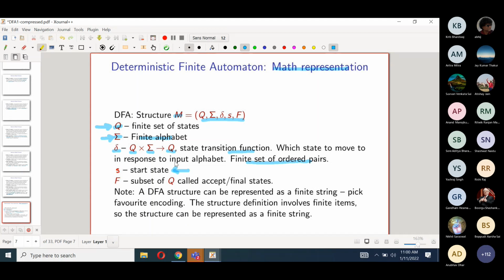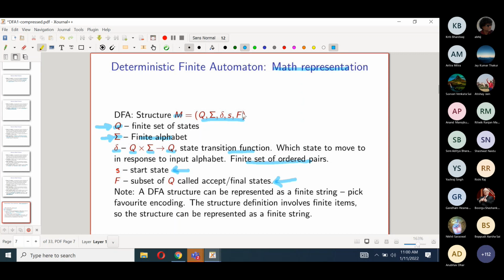So no matter what the input is, the start state is a particular state. We are calling it S. And then you also have some special states which are called final states. Since it is a subset of the entire set of states Q, that's also going to be a finite set.